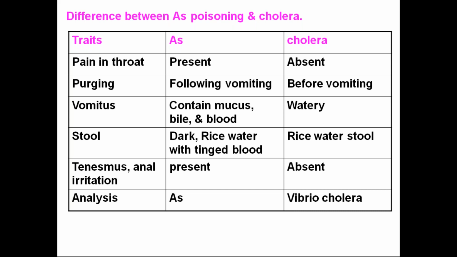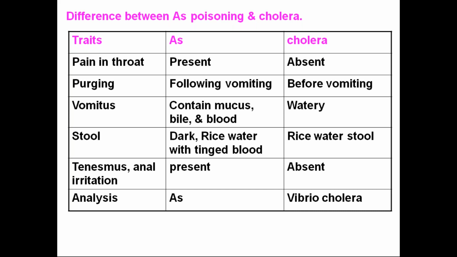Purging, meaning diarrhea, follows vomiting. In arsenic poisoning, first vomiting will occur, then purging. In cholera, purging is before vomiting, meaning first purging will occur and then the vomiting. So purging follows vomiting in arsenic poisoning, and it is before vomiting in cholera.